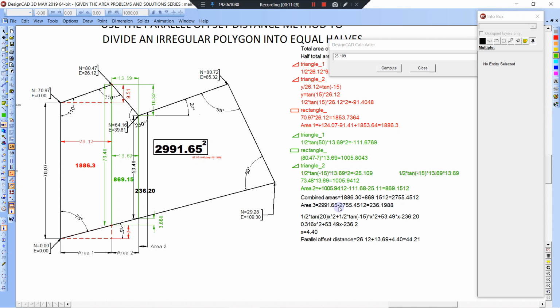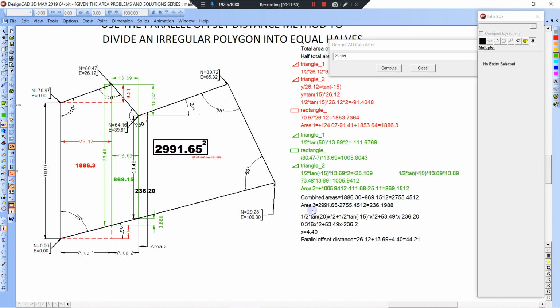So we're going to take 2991, subtract those two, which add up to 2755, and we end up with 236.19. And that's the area that we want to solve for, really. Those are just steps, and I could have just told you and you would have known, but I wanted to go through the steps anyway because that's what I do.